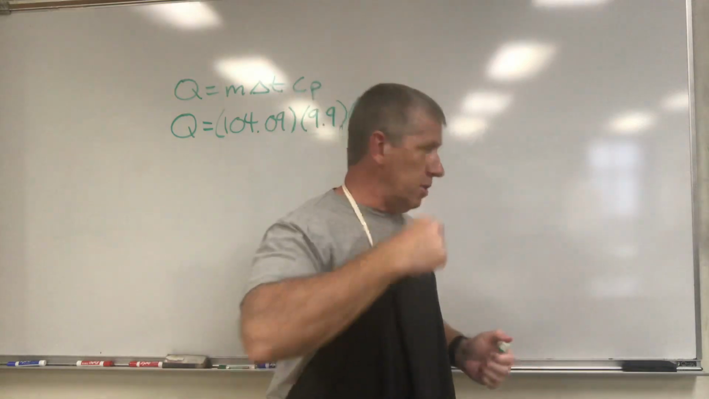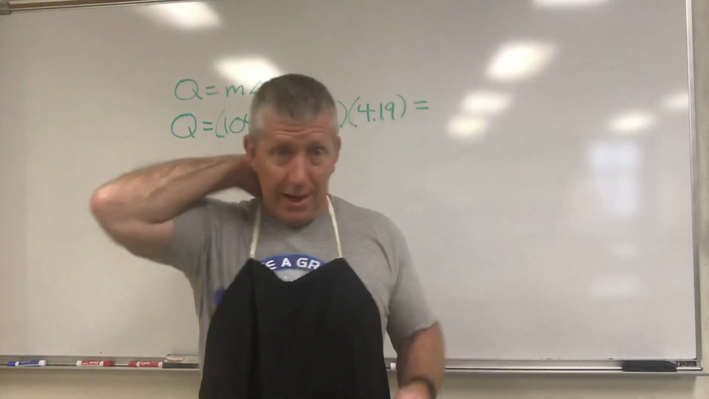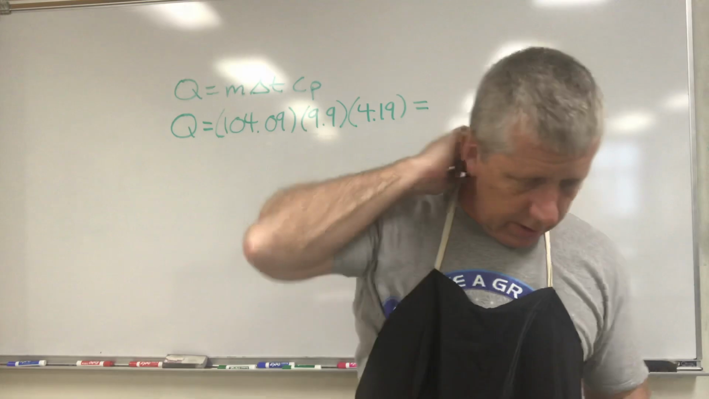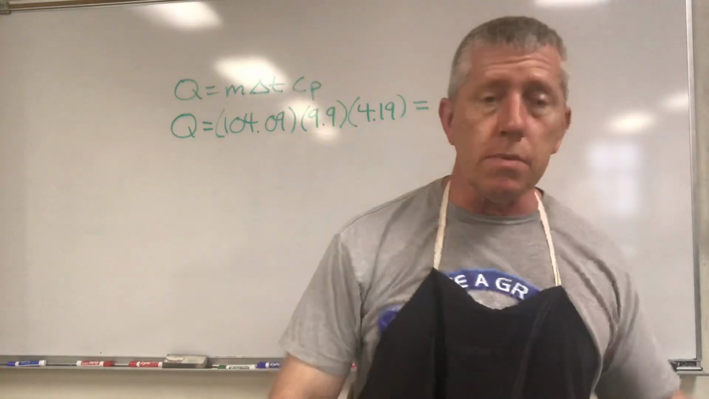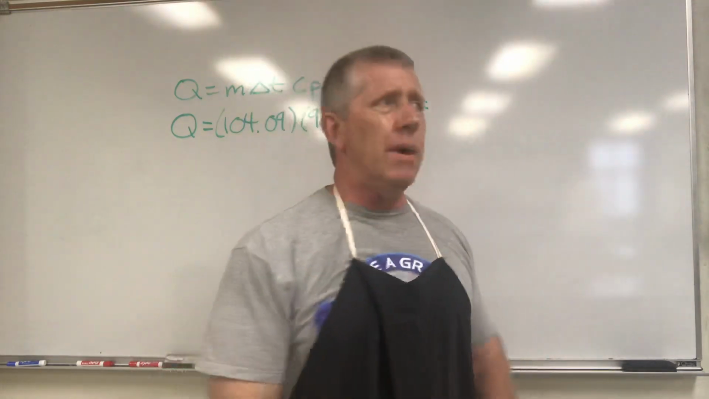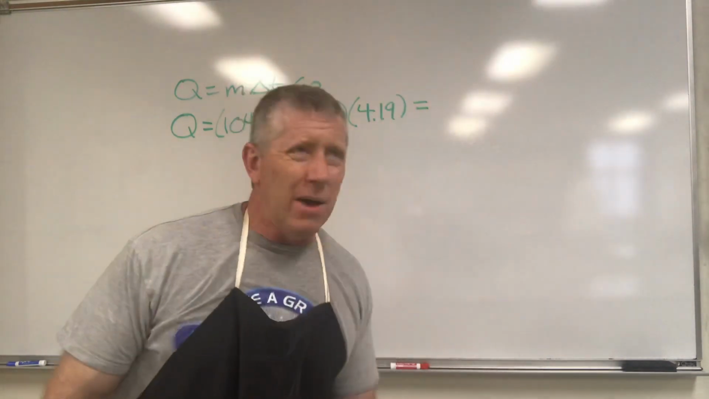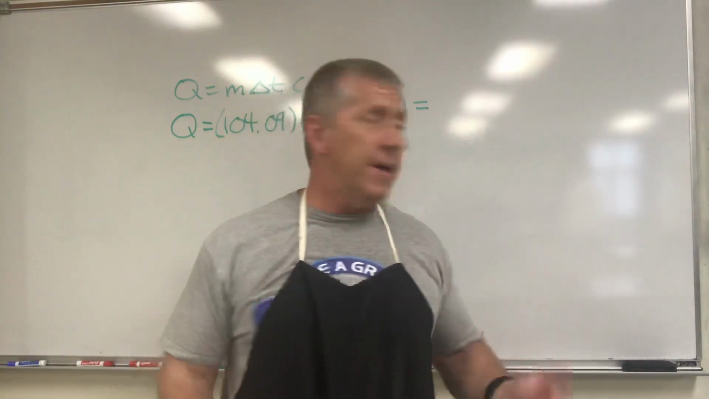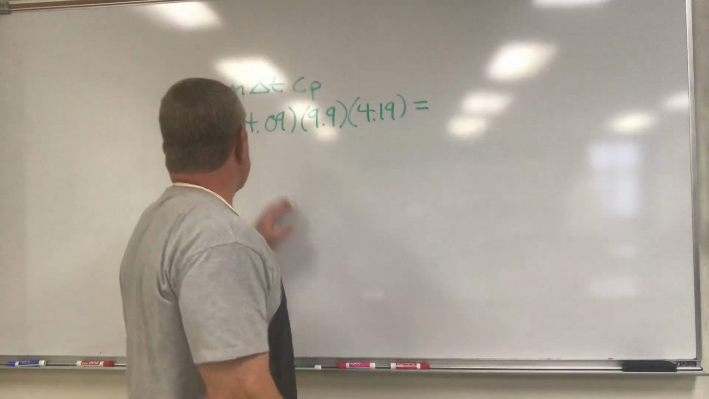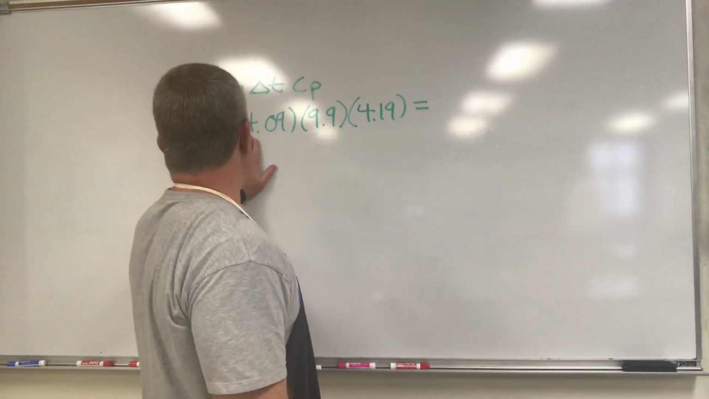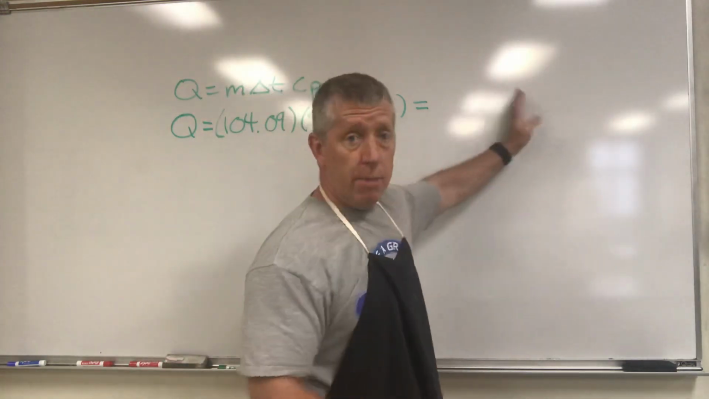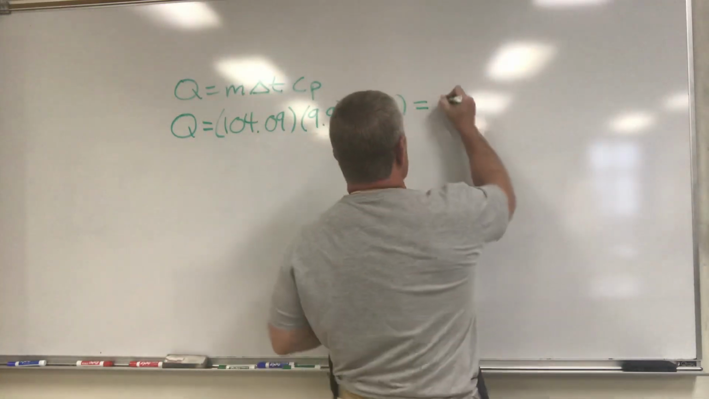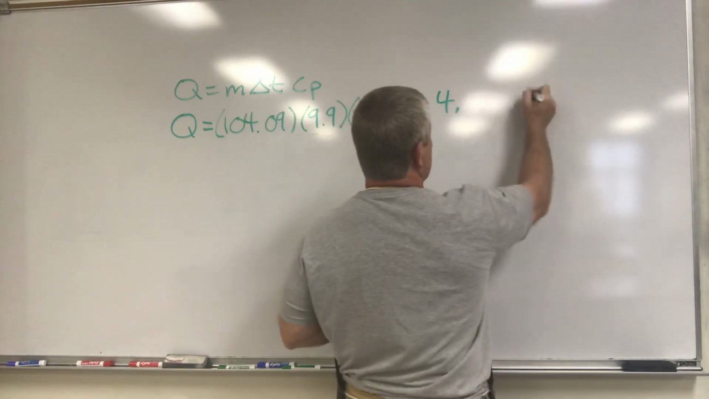I did this out earlier, and actually I don't have a calculator with me. I had to use my phone. I was doing it earlier. Let me see if I can find one. There's not one here. Okay, so you do that out, and you came out with 4,000 and something. So you get 4,000 blah, blah, blah joules.